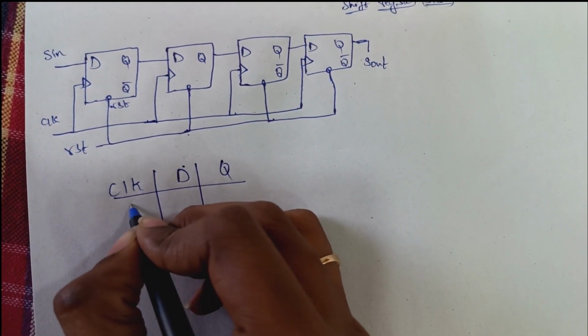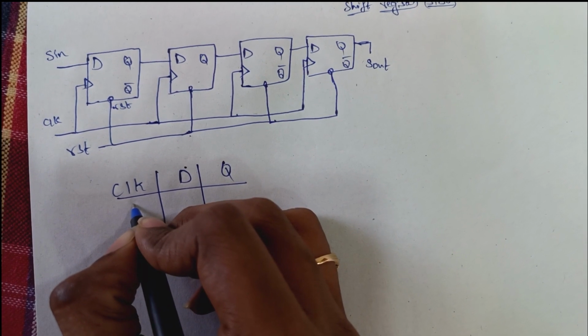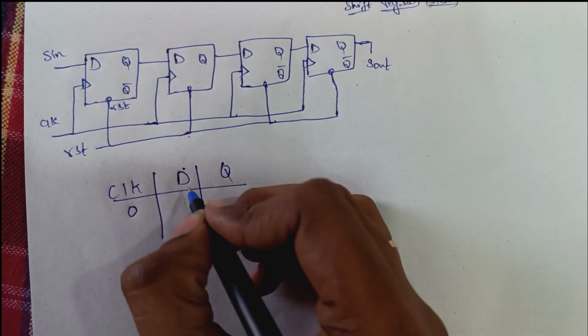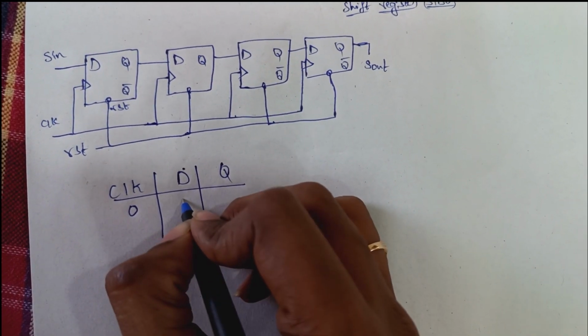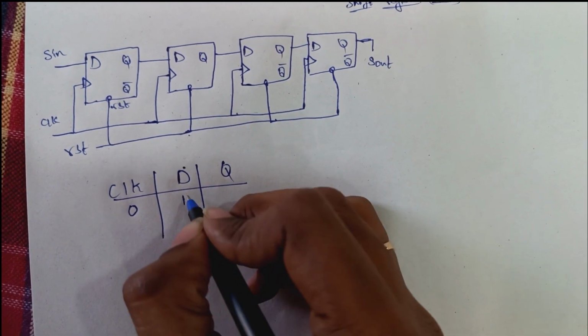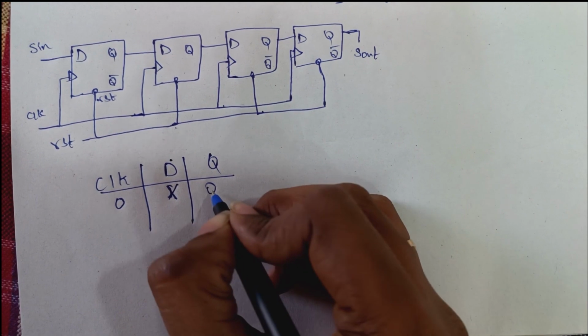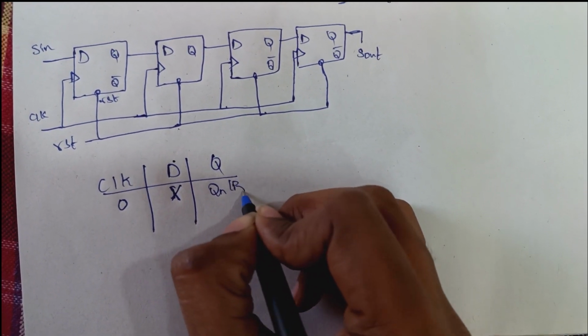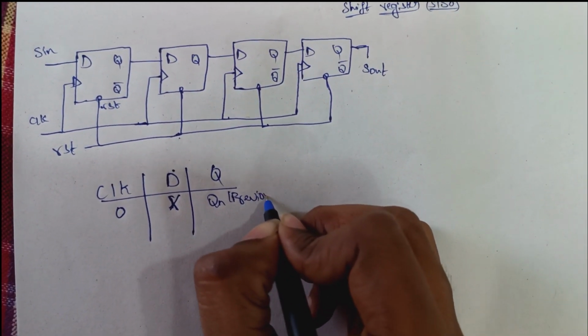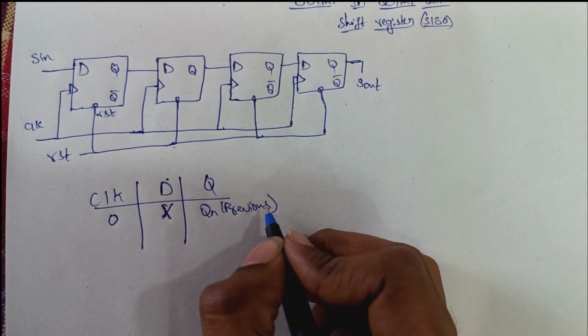If the clock is 0, here the D is anything, it may be 1 or 0. I am representing it with X. It will store the previous Q, that means the previous state, or you can also say it as a memory.